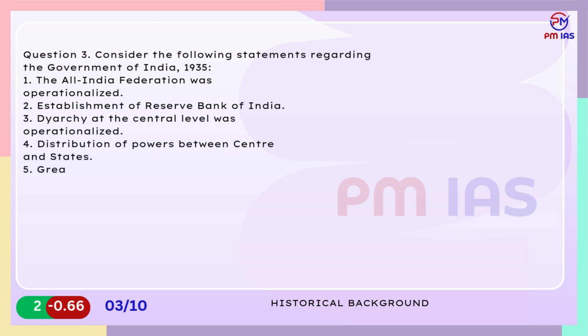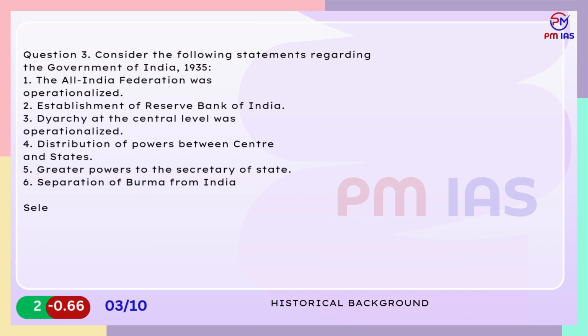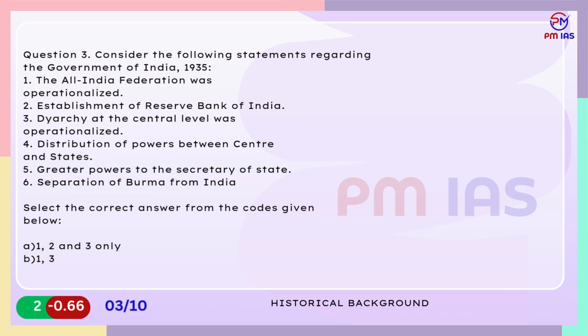5. Greater powers to the Secretary of State. 6. Separation of Burma from India. Select the correct answer from the codes given below. A. 1, 2 and 3 only. B. 1, 3 and 6 only. C. 2, 4 and 6 only. D. 1, 3 and 5 only.